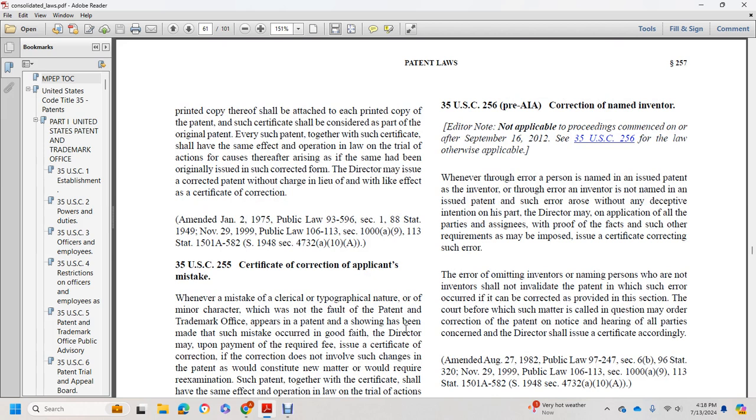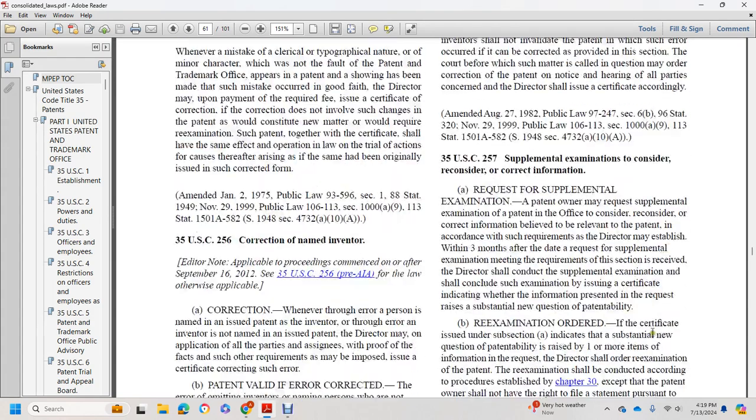Title 35 U.S. Code 256, pre-American Inventors Act, correction of named inventor. Whenever through error a person is named in an issued patent as the inventor, or through error an inventor is not named in an issued patent, and such error arose without any deceptive intention on the part of the person, the Director may, on application of all the parties and assignees, with proof of the facts and such other requirements as may be imposed, issue a certificate correcting such error. The error of omitting inventors or naming persons who are not inventors shall not invalidate the patent in which such error occurred if it can be corrected as provided in this section. The court before which such matter is called in question may order correction of the patent on notice and hearing of all parties concerned, and the Director shall issue a certificate accordingly.